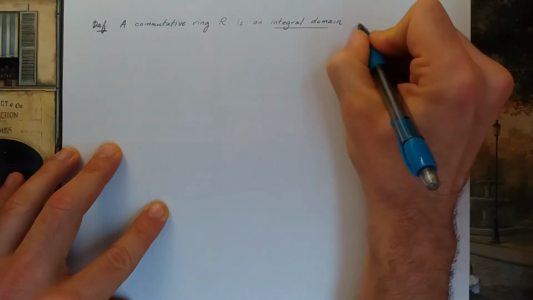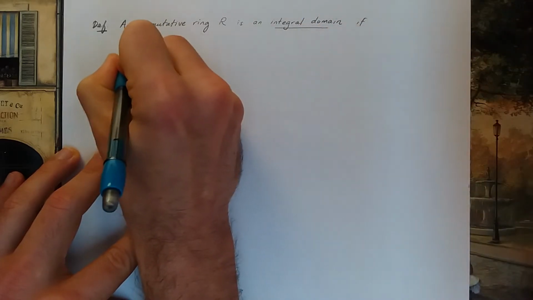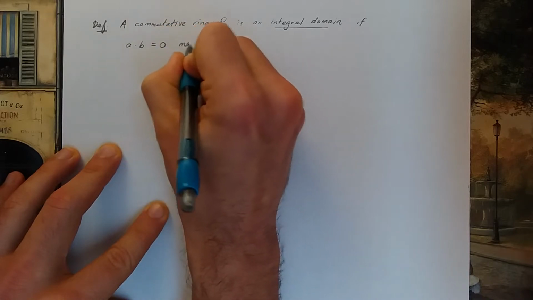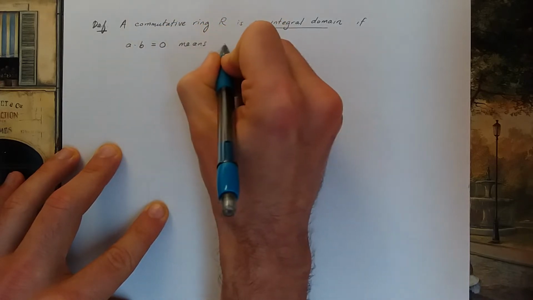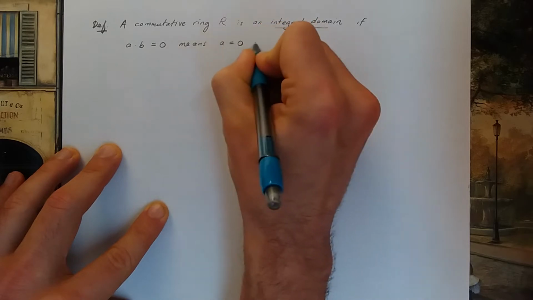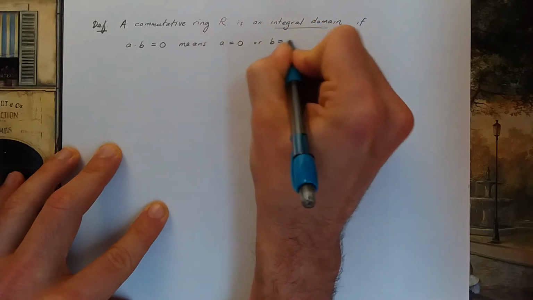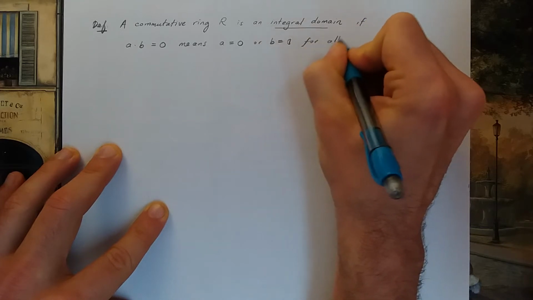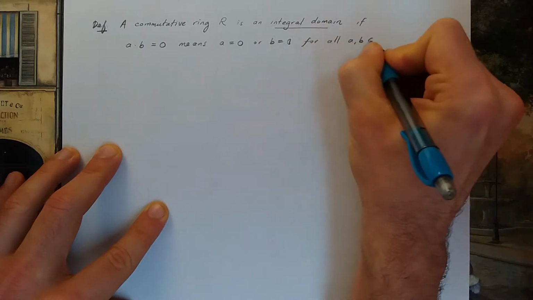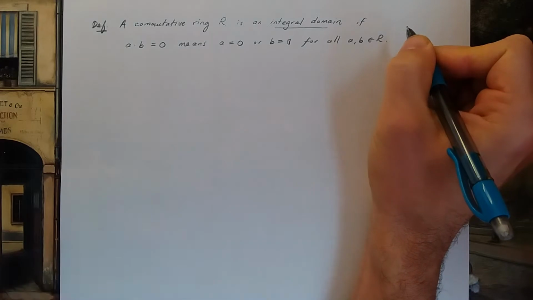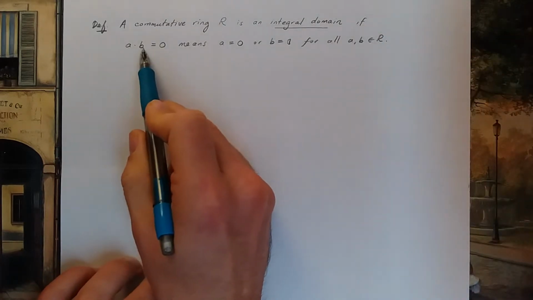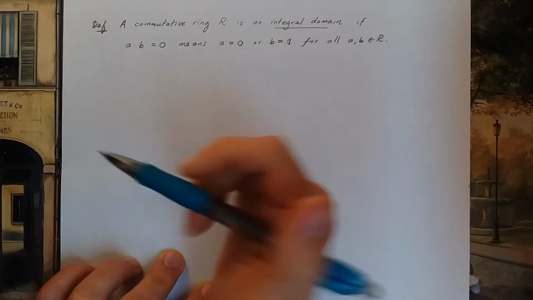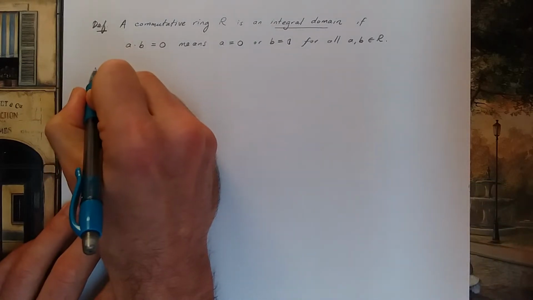if A times B equals 0 means that either A equals 0 or B equals 0 for all A and B in the ring. So when you multiply two numbers together and get 0, that means one of them has to be 0. So let's do some examples.